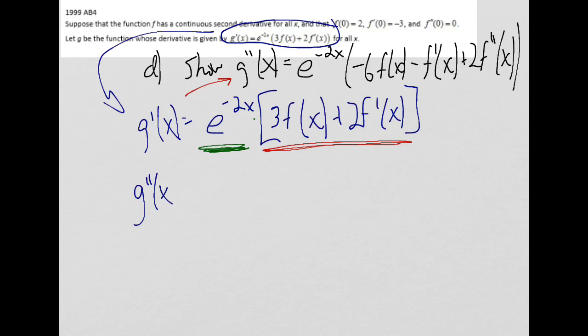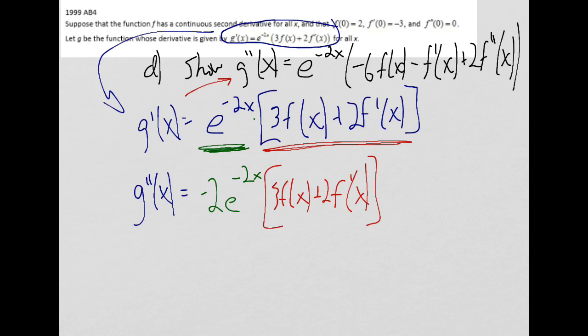G double prime of x is equal to, so the green derivative. I'm going to do derivative of first times the second. So I'm going to do the green derivative first. Derivative of e to the is e to the, but then I need to do chain rule. So I get minus 2e to the negative 2x. That's the derivative first. Now I have to write the second, so I rewrite this thing. That gives me, open bracket, 3f of x plus 2f prime of x, close bracket.